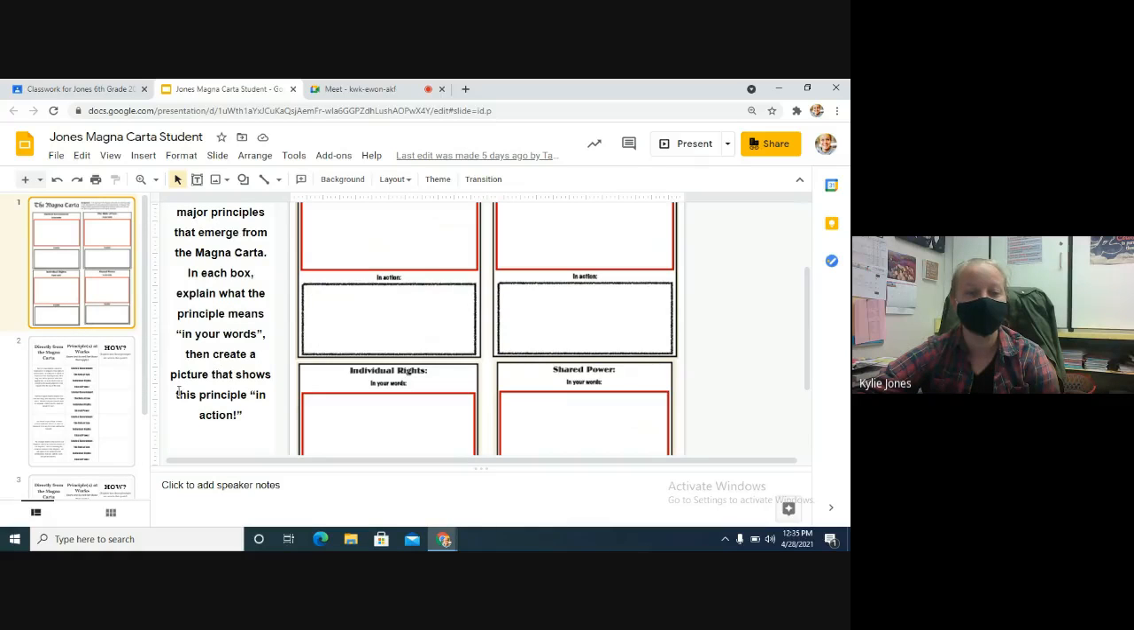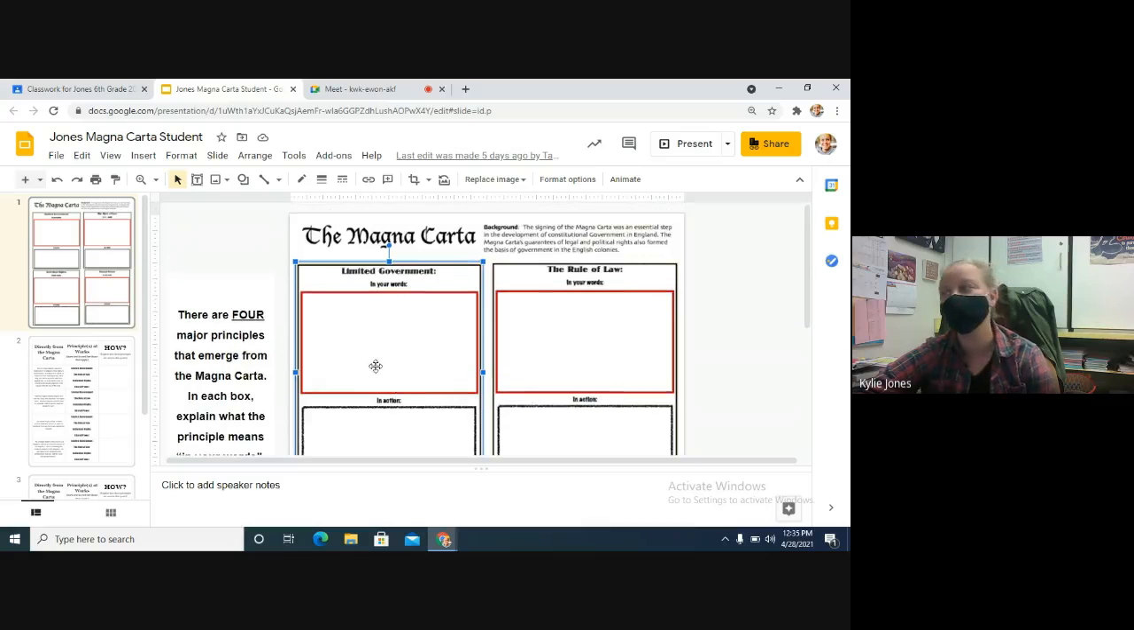We might just write something. Create a picture that shows this principle in action. So we'll talk about that when we get there.